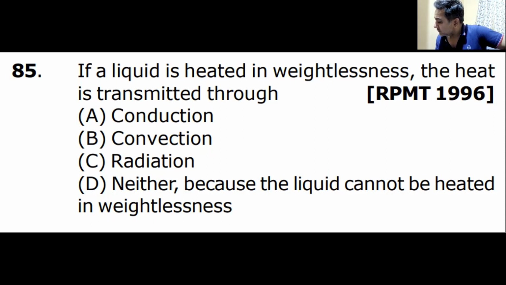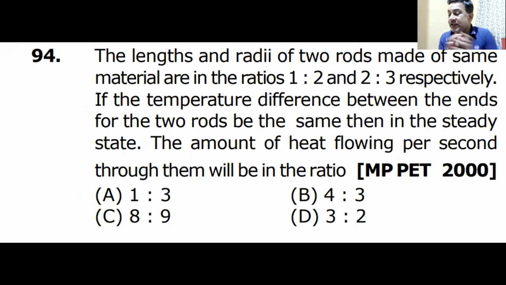Good. Let us see the next one. And let's see if you can tell me the answer for this one. I would be pretty happy if you can do this. I'll give you a minute to solve this question. The length and the radius of two rods made up of the same material are in the ratio 1:2 and 2:3. If the temperature difference between the ends of the rods is the same, then in steady state, the amount of heat flowing will be in what ratio? I'll give you a minute.